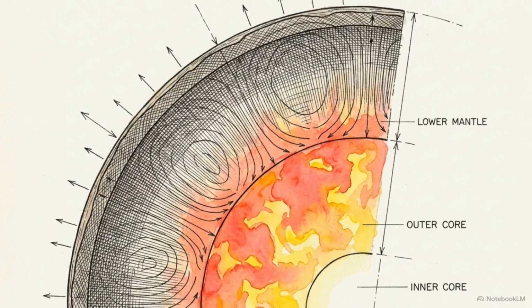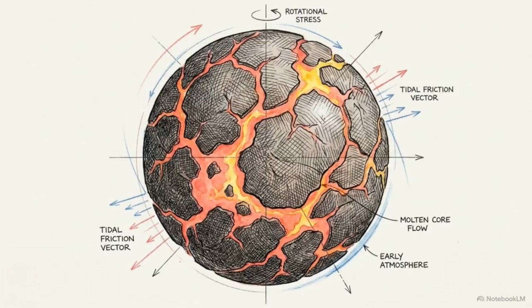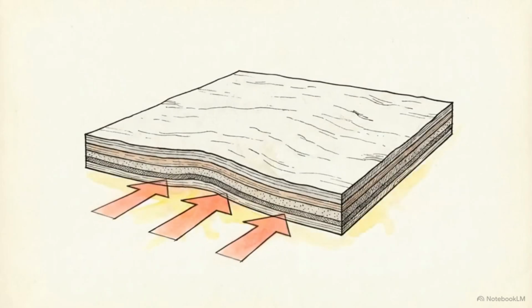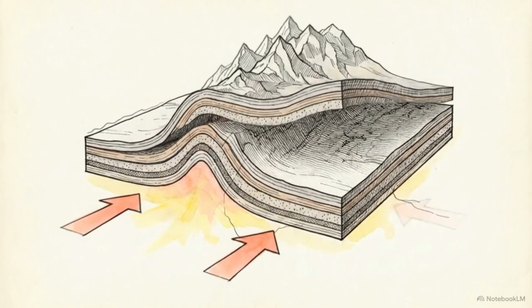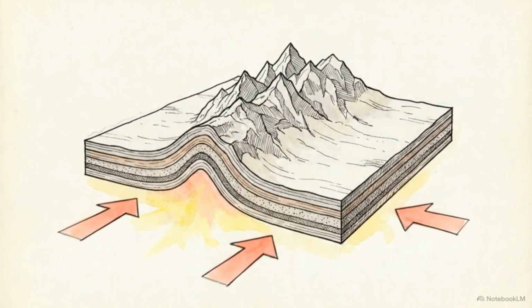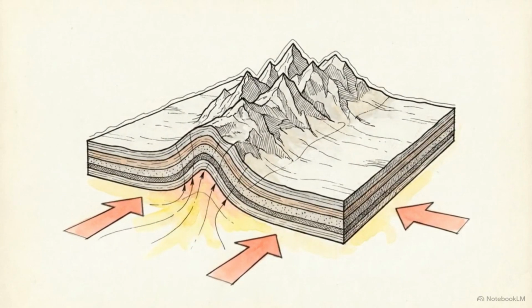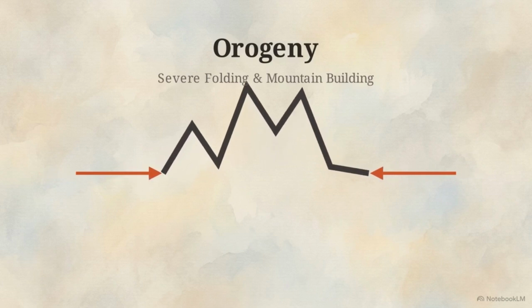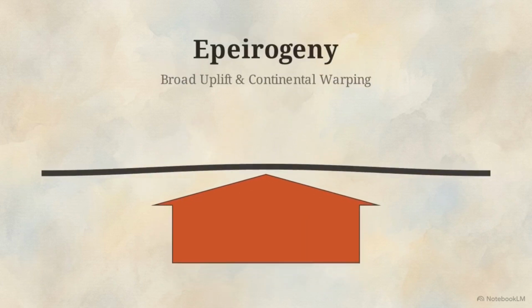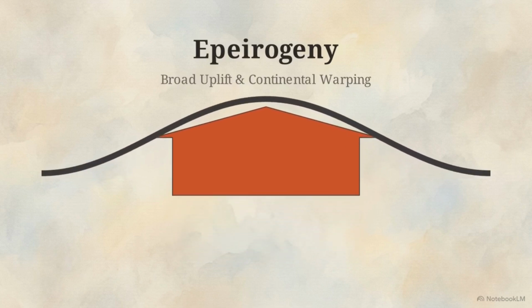The endogenic system generates its internal power through radioactivity, rotational and tidal friction, and the primordial heat left over from the Earth's origin. That deep thermal energy physically translates into severe crustal deformation. Immense lateral pressure forces flat layers of the lithosphere to buckle and thrust upward. This heat yields two macro deformations: orogeny, which is severe folding in mountain building, and epeirogeny, which is the broad uplift or warping of massive continental plates.